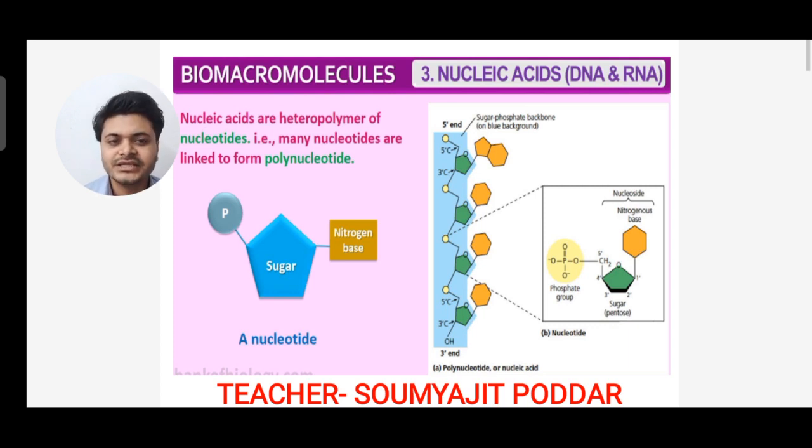So what is a nucleotide? Nitrogen base, pentose sugar and phosphate is called a nucleotide. That means nitrogen base, sugar and phosphate is a nucleotide. We can also say nucleotide is equal to nucleoside plus phosphate. Now what is a nucleoside? Nitrogen base and sugar. On the right hand side of the diagram, you can see a polynucleotide or nucleic acid figure. A nucleotide diagram is also shown. 5' and 3' ends are shown.